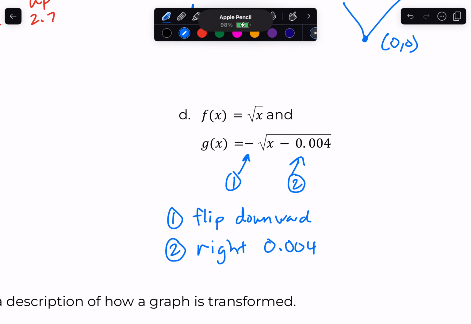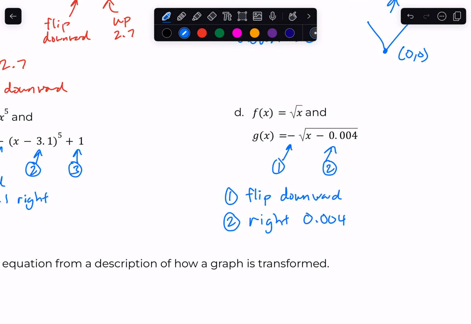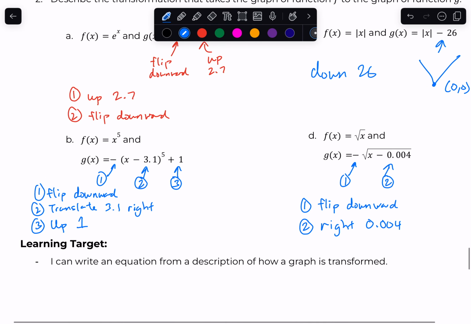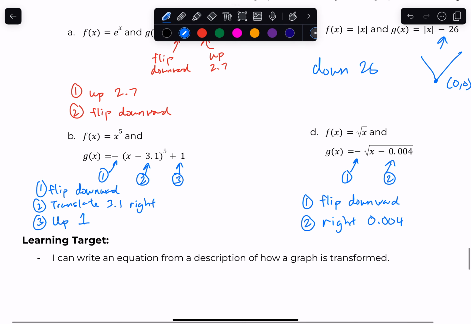And yeah, I mean, that's the lesson. The goal was for us to write an equation from a description of how a graph is transformed. So given words, can I make an equation that would make the graph do the things that I wanted to do?